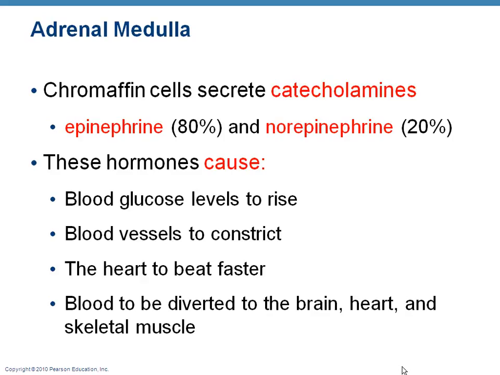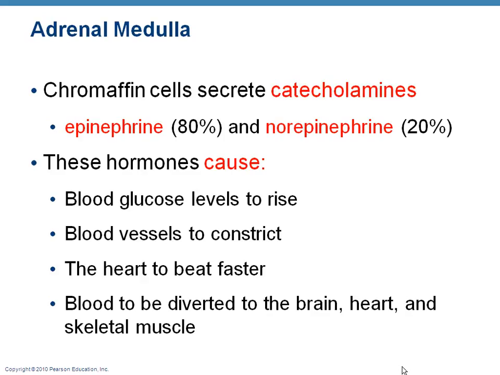We have specific cells inside the adrenal medulla, these chromaffin cells, and they secrete catecholamines, however you say it, but I say catecholamines. Just like we talked about mineralocorticoids, glucocorticoids and gonadocorticoids, you need to know this name as well, not just that it's epinephrine and norepinephrine. They are two different types of catecholamines. So these cells secrete epinephrine and norepinephrine, 80%, 20%. It's not even. They produce both, but more epinephrine.